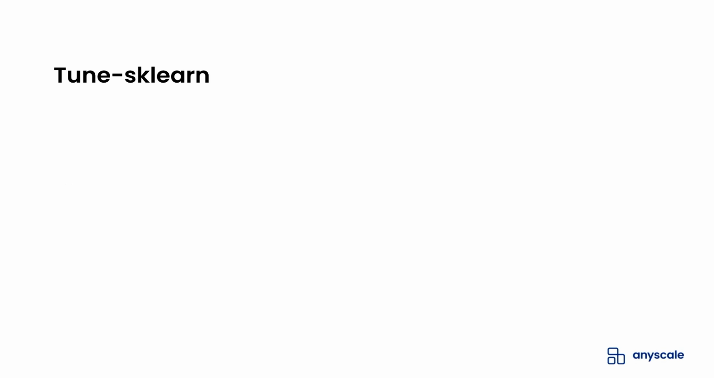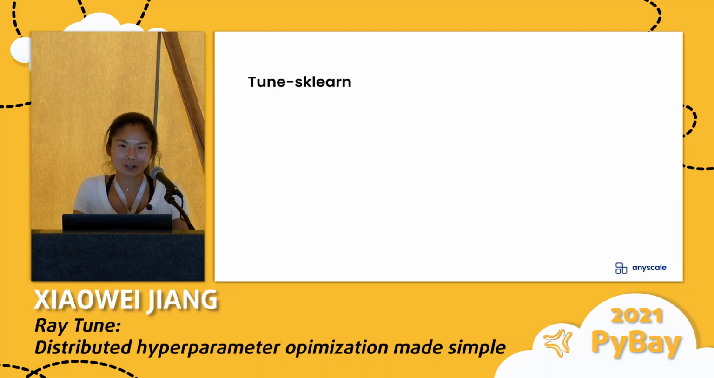So how many of you have used scikit-learn? Yes, I've seen so many hands. I also love scikit-learn for its simple and easy-to-use APIs. So what if I'm a scikit-learn user, I use scikit-learn for HPO, but I also want to potentially leverage Ray Tune for hyperparameter optimization for its advanced algorithms as well as distributed offering?